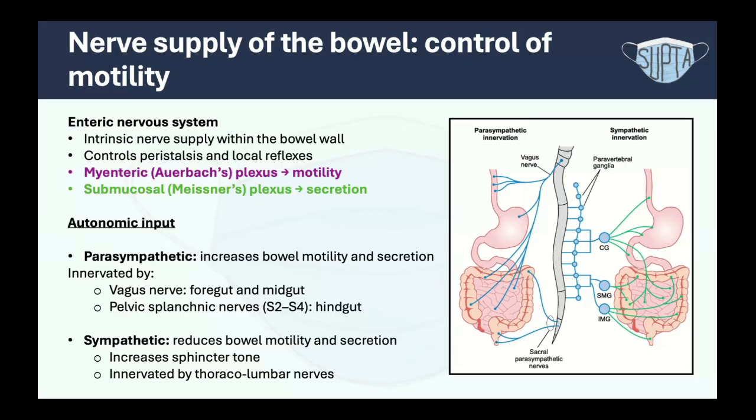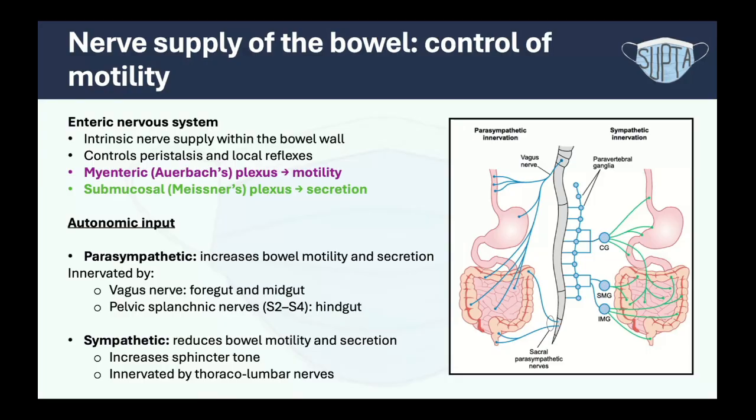We also have input from our autonomic nervous system, which adjusts gut activity depending on our body's needs. So, whether our body is in a resting state or under stress. The parasympathetic nervous system is responsible for stimulating digestion. Therefore, it increases bowel motility and also secretion, helping food move through the gut to be properly digested. It is supplied by the vagus nerve and also the pelvic splanchnic nerves, which supply the midgut and hindgut respectively.